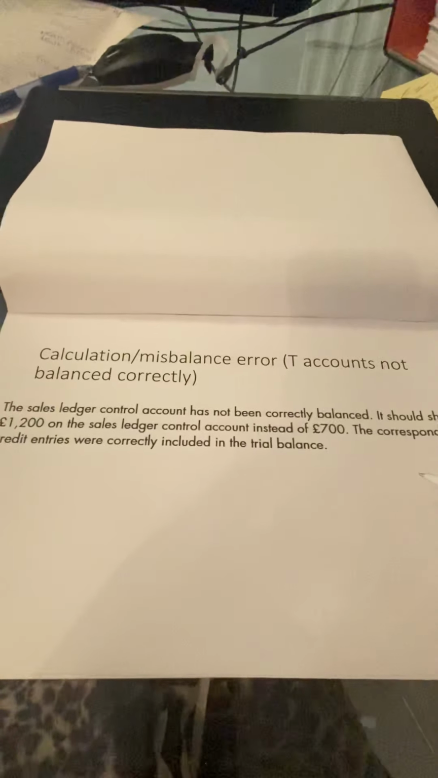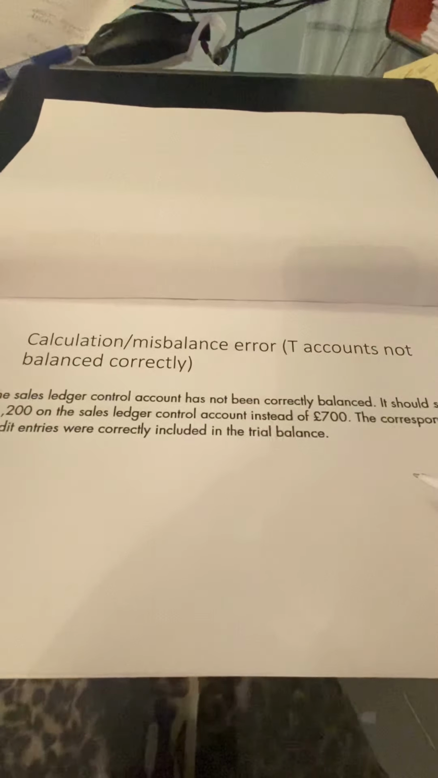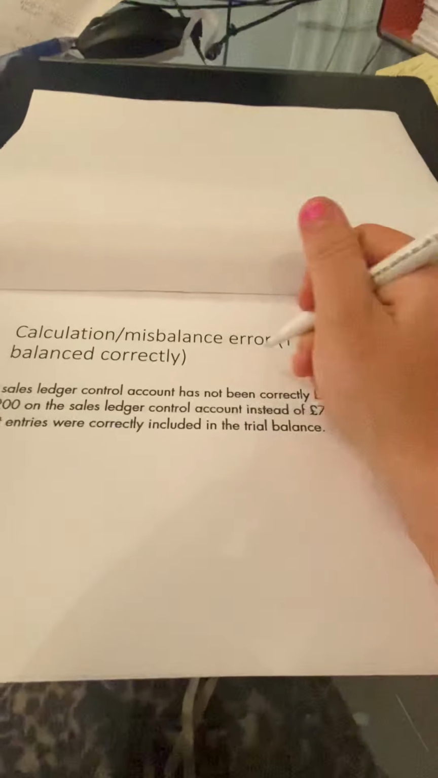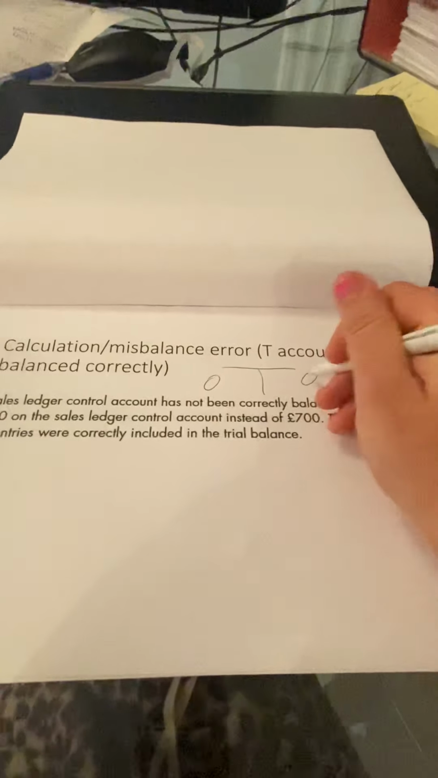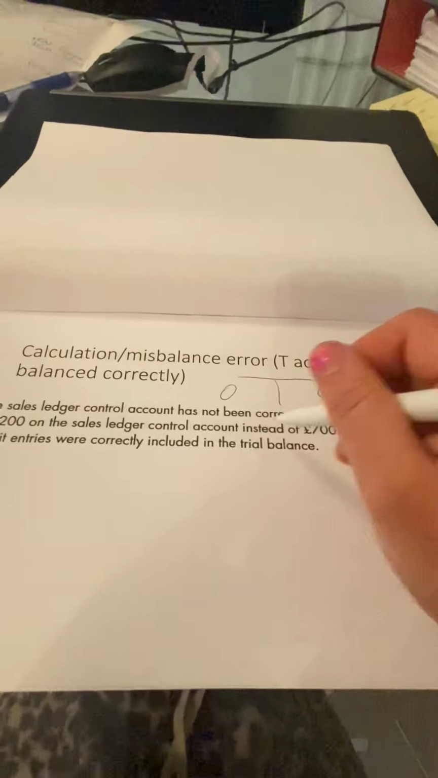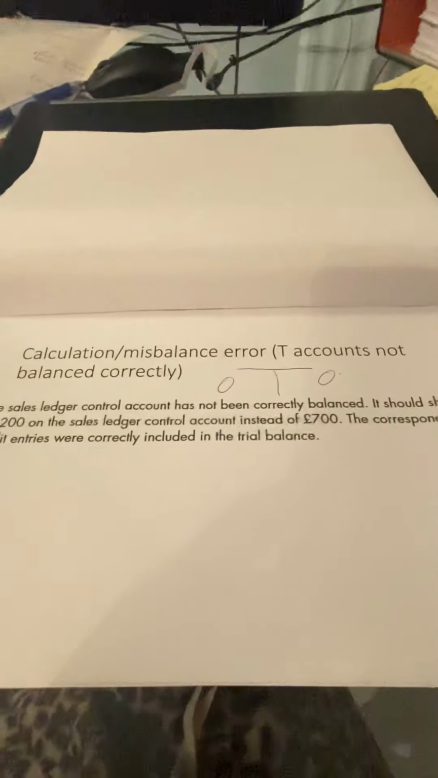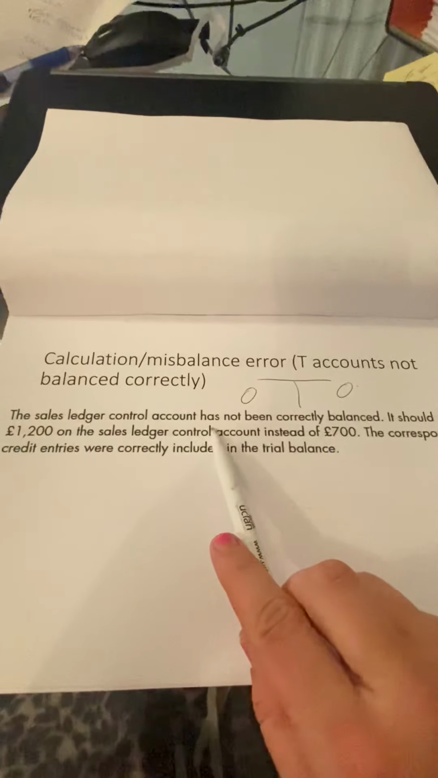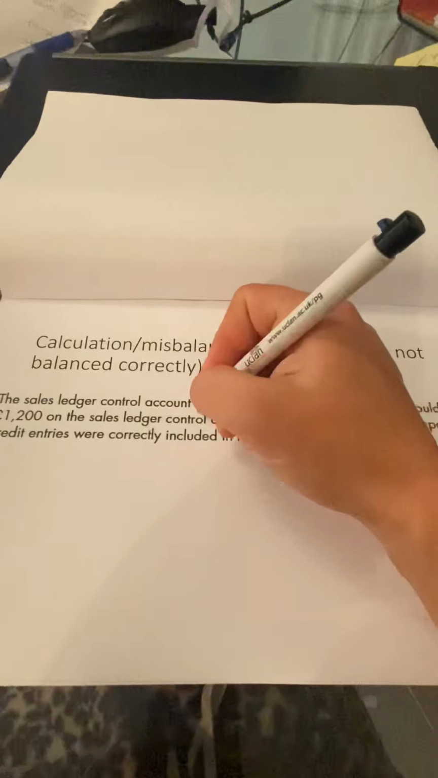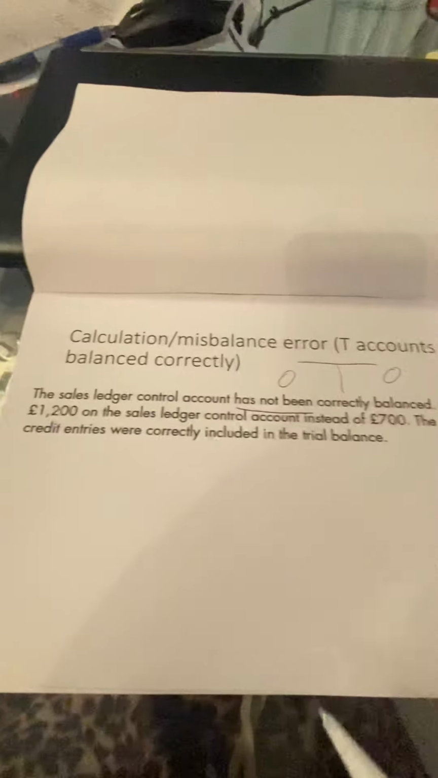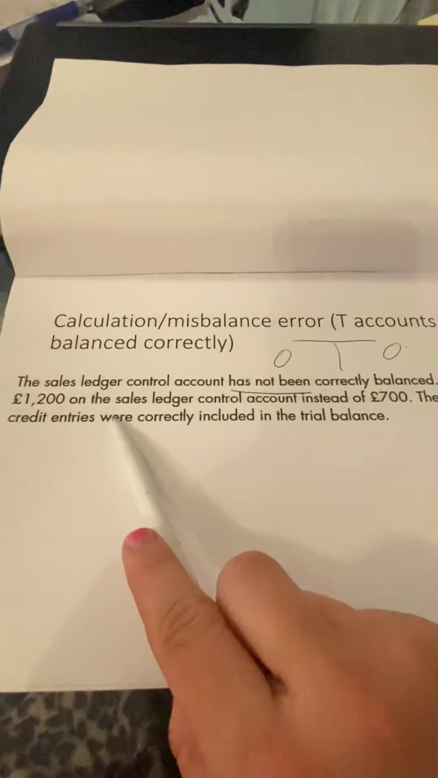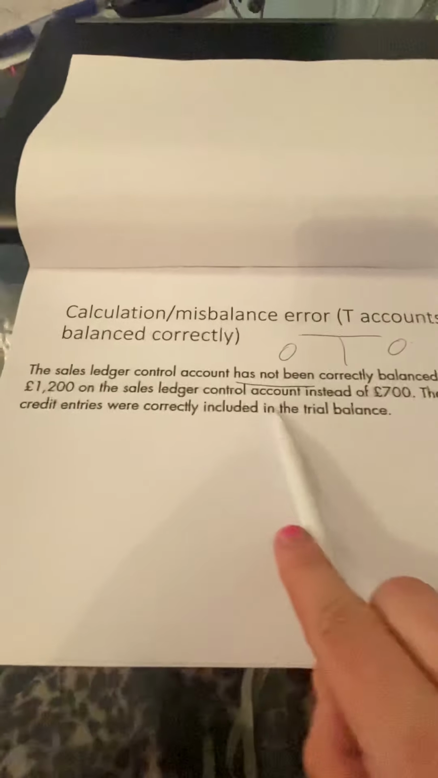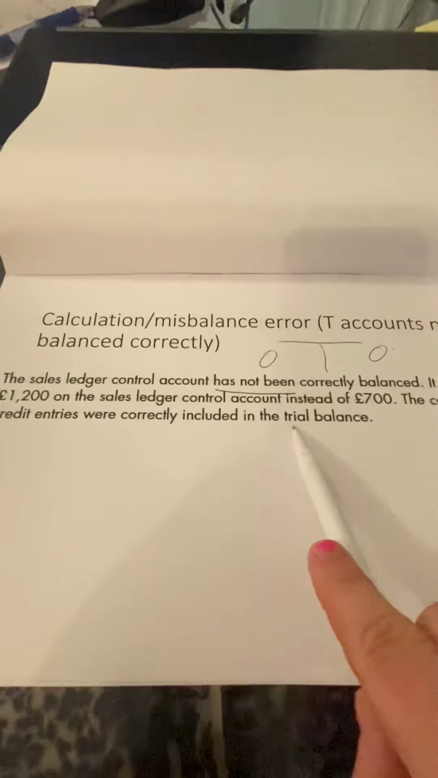Okay, this one is a calculation error, but when you're balancing your T account. So, you know, when you do your process of you add up your debit side, add up the credit side, put your balances brought down and carried down in. This is thinking about that process being done incorrectly. So the sales ledger control account has not been correctly balanced. It should show £1,200 on the sales ledger control account instead of 700. The corresponding credit entries were correctly included.